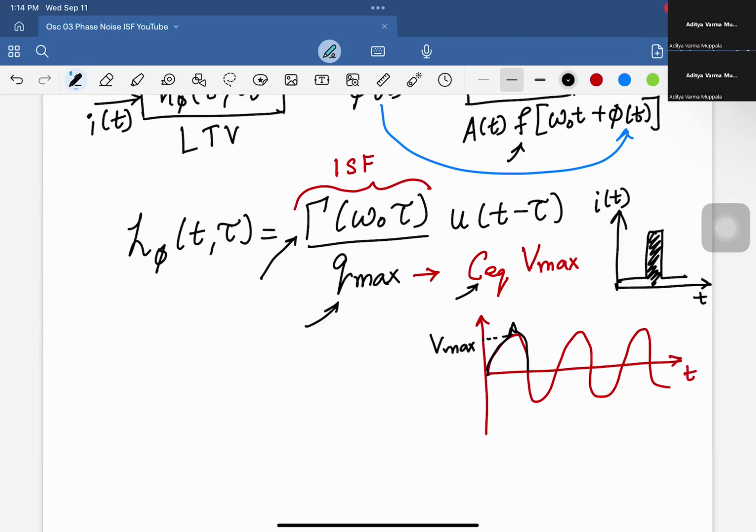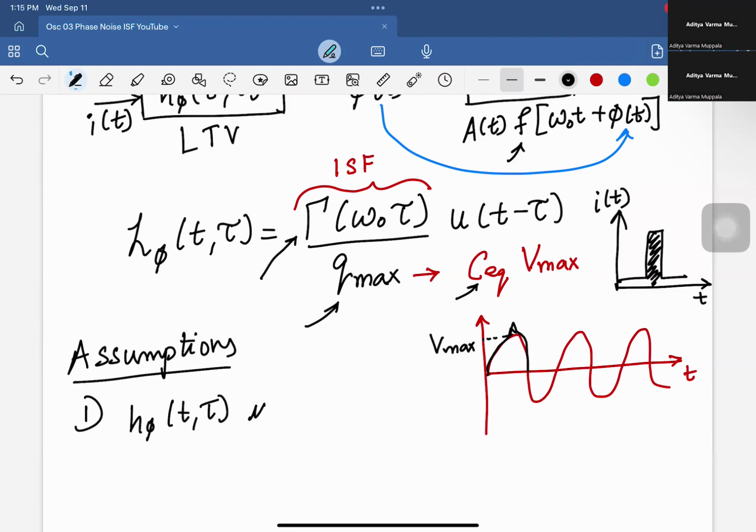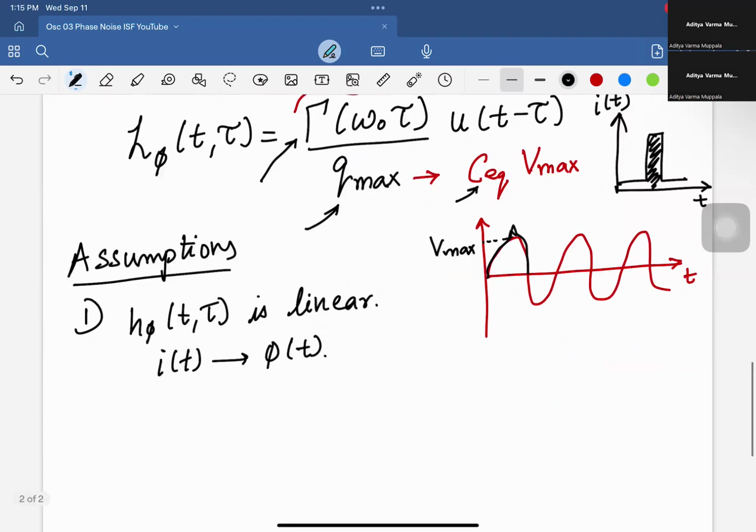Okay, and we also saw that this model makes two assumptions. Let's quickly review them before we move on to the phase noise part. So the first assumption is that HV of t comma tau is valid, or in some sense is linear, right? So basically the I of t to phi of t is linear. And this is a valid assumption in my opinion, because the current sources from a noise source is usually small. And they actually show that in the paper that for at least certain topologies, even with very large current sources, much larger than the noise, you still have a linear response in the phase, right?